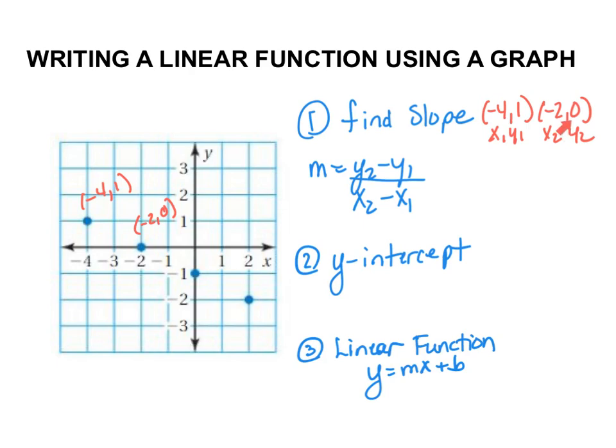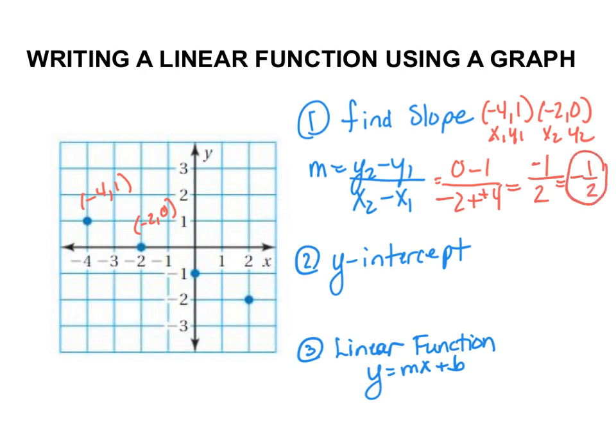My y2 is 0 and my y1 is 1, so in my numerator I have 0 minus 1. In my denominator, my x2 is negative 2 and my x1 is negative 4, so I'm going to write negative 2 minus a negative 4. Now I'll do my math. In the numerator, 0 minus 1 is negative 1. In the denominator, negative 2 plus 4 is a positive 2. So my slope is negative 1/2.